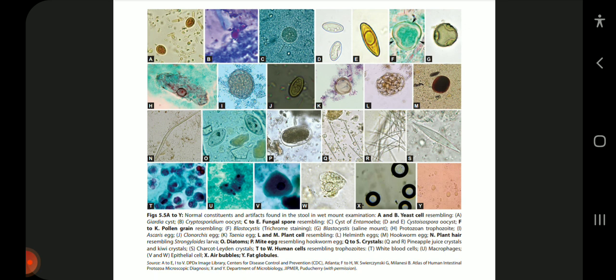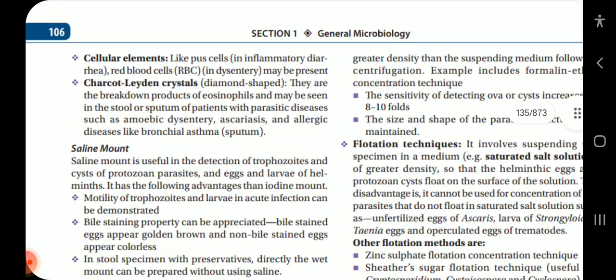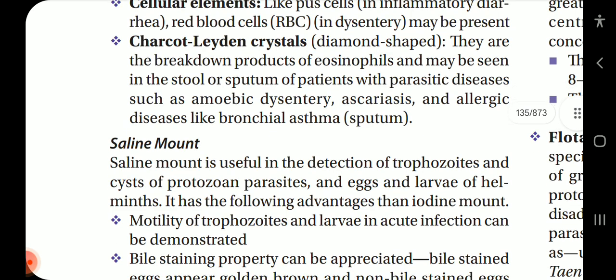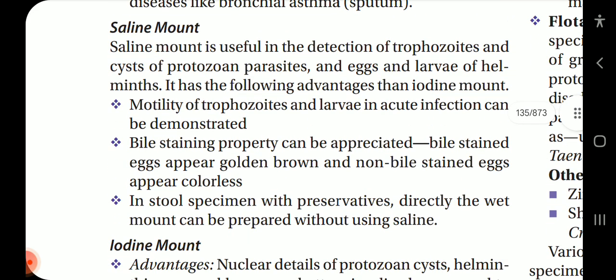T to W, human cells resembling trophozoites. T is white blood cells. U are macrophages. V and W are epithelial cells. X are air bubbles and Y are fat globules. Now the cellular elements like pus cells in inflammatory diarrhea and red blood cells in dysentery may be present. Charcoal-Leyden crystals, diamond shaped, are the breakdown products of eosinophils and may be seen in the stool or sputum of patients with parasitic diseases such as amoebic dysentery, ascariasis, and allergic disease like bronchial asthma.